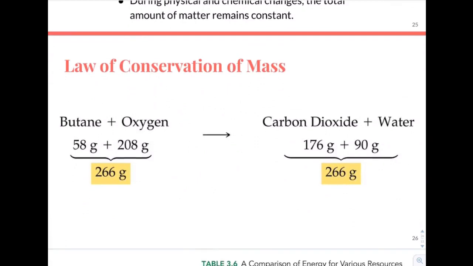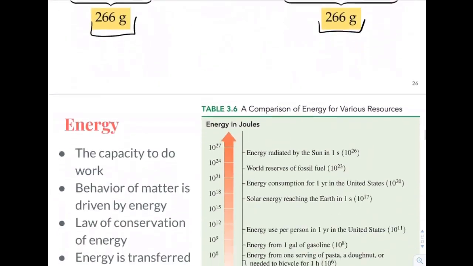So here's an example. If you put 266 grams of butane and oxygen into a combustion reaction, you get 266 grams of total product out. So the law of conservation of mass says what you put in is what you've got to get out.